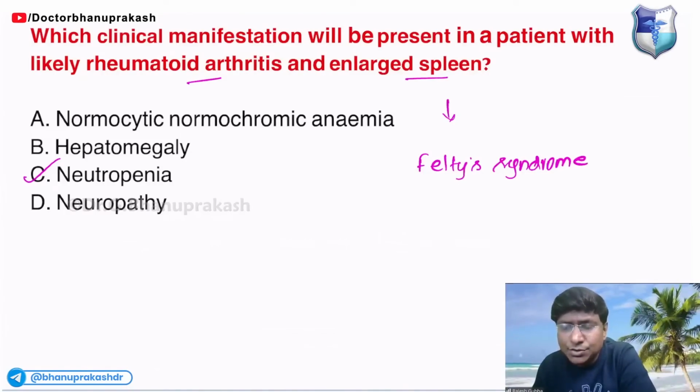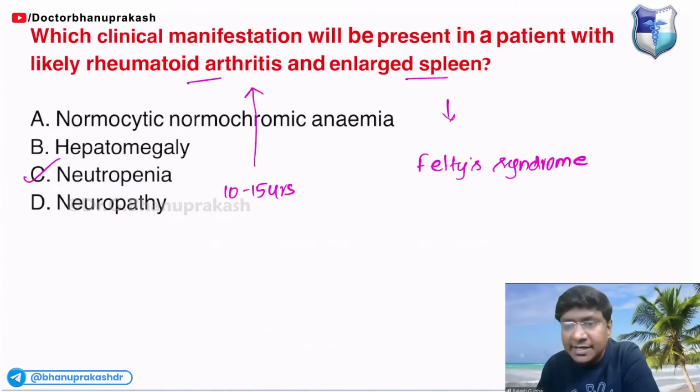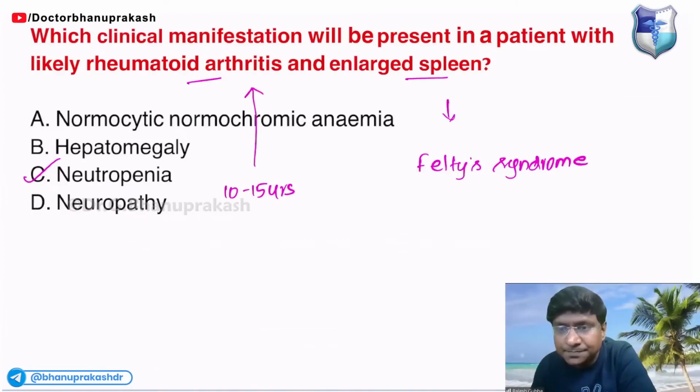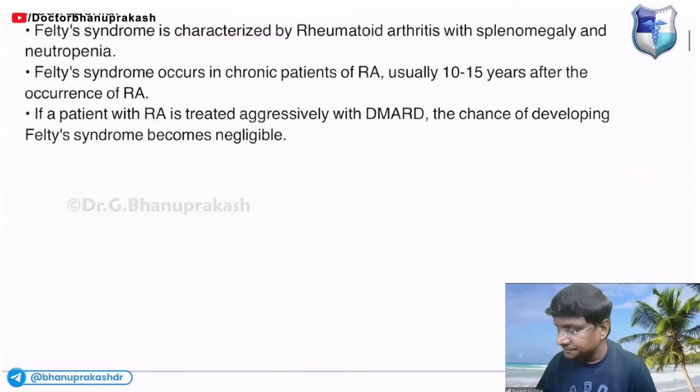And when does Felty's syndrome develop in a rheumatoid arthritis patient? Felty's syndrome occurs in chronic patients of rheumatoid arthritis, basically after 10 to 15 years of onset, there can be development of Felty's syndrome. And if the patient with rheumatoid arthritis is treated aggressively with DMARDs, the chances of developing Felty's syndrome will be very negligible. Okay, so are you all ready for the rheumatoid arthritis quick revision?